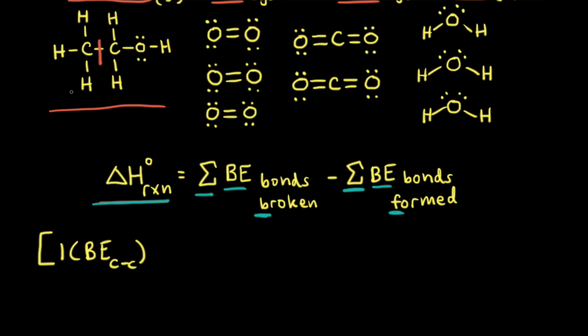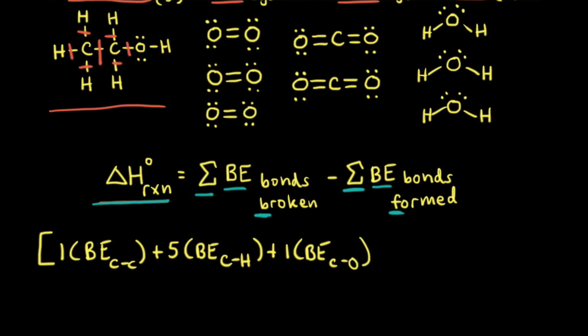Next, we have 5 carbon-hydrogen bonds that we need to break. So to this, we're going to write in here a 5, and then the bond enthalpy of a carbon-hydrogen bond. Next, we have to break a carbon-oxygen single bond. So we write a 1, and then the bond enthalpy for a carbon-oxygen single bond. And then for this ethanol molecule, we also have an oxygen-hydrogen single bond. So we'll write in here a 1 and the bond enthalpy for an oxygen-hydrogen single bond.